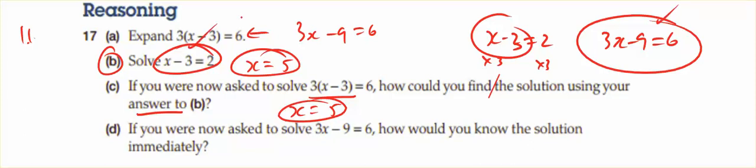If you were asked to solve the equation 3x minus 9 equals 6, would you know the solution immediately? Yes, because these three equations are essentially multiples of each other, and they're just rearranged differently. One's expanded, one's still partially factorized, and one's unexpanded and not multiplied. So the answer to this one would be 5 as well.